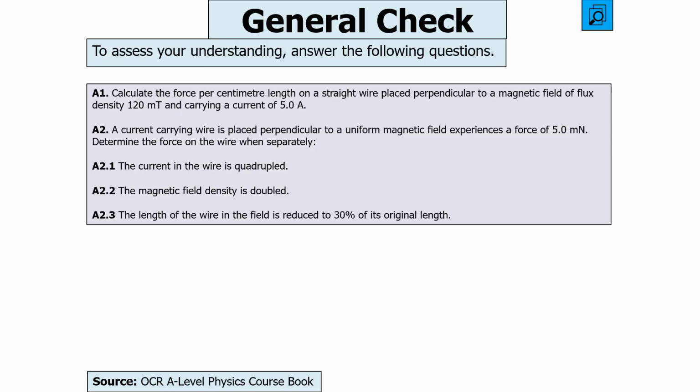The next question says, calculate the force per centimetre length on a straight wire placed perpendicular to a magnetic field of flux density 120 milliteslas carrying a current of 5 amps.